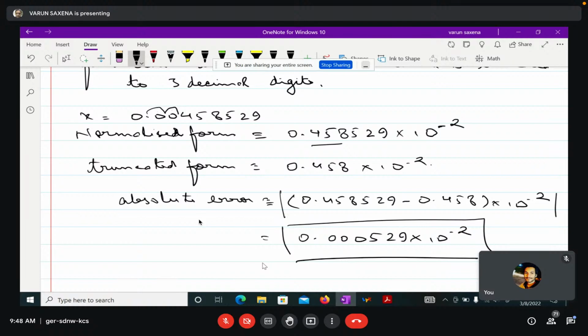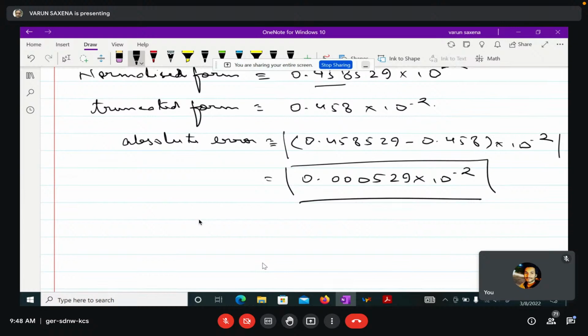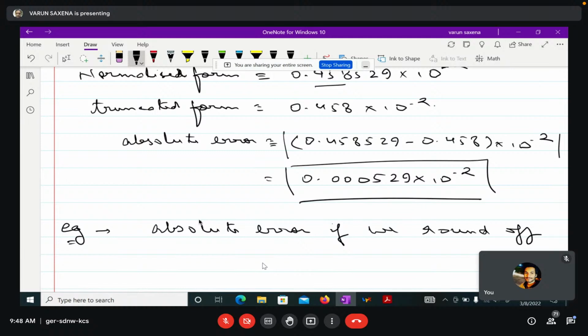So if I give you another numerical and I say let's round it off to 3 decimal places, let's look at that also. Let's look at this example. I think we'll just end it here today and we'll not go any further. So now what is the absolute error? The question is, for the same problem, the absolute error if we round off at 3 decimals. Please remember the word is round off, not truncate.